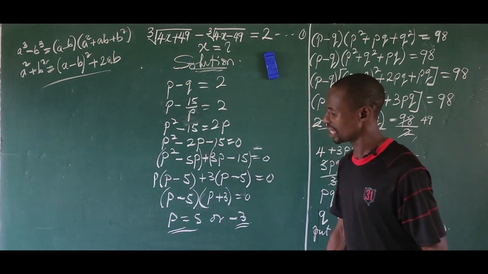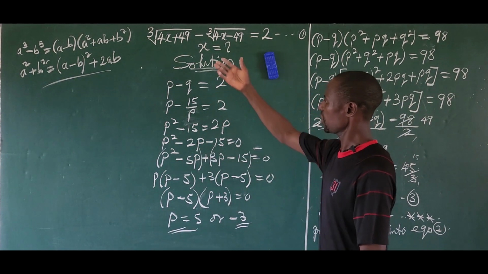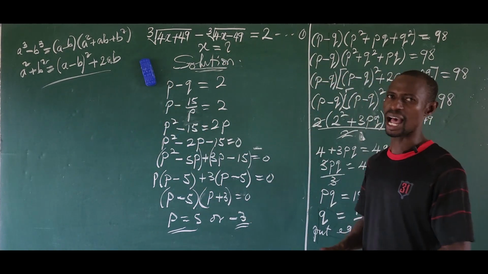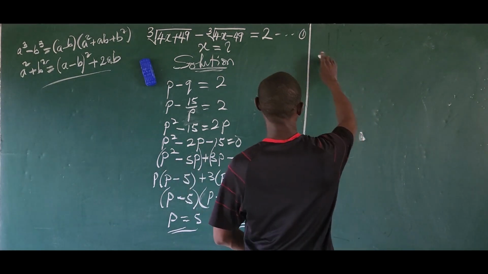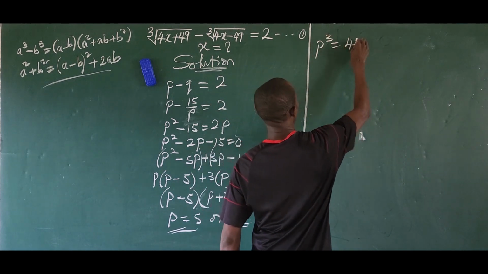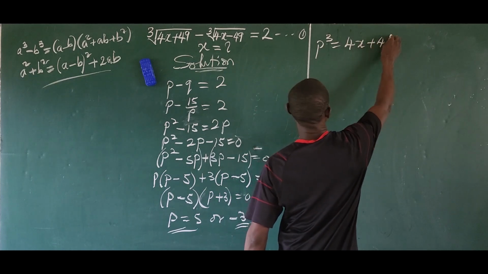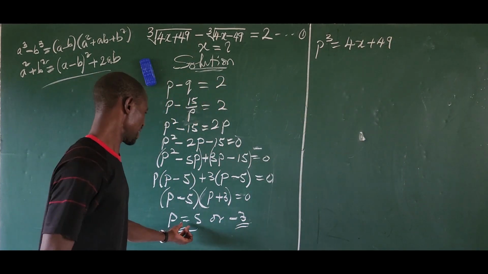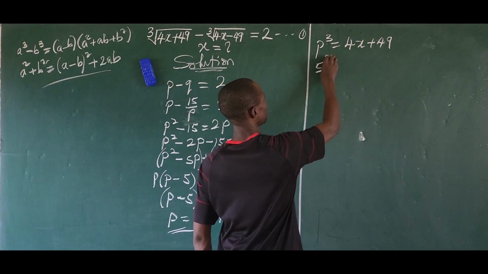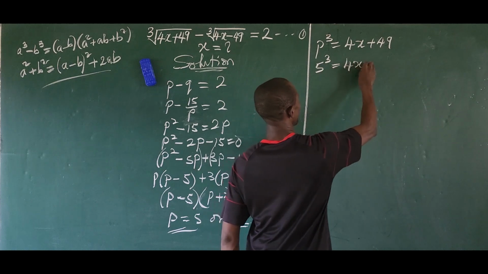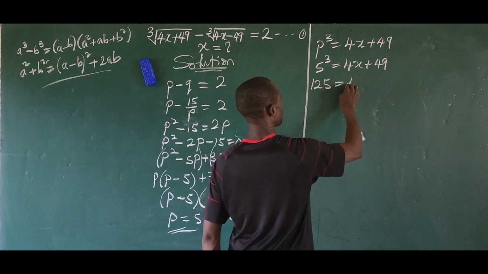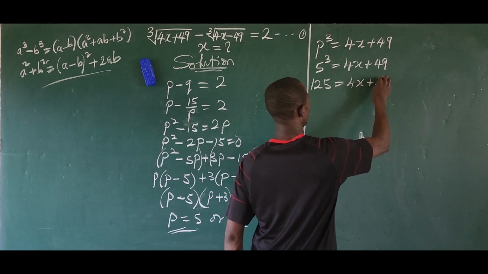Okay, now let's look at this. Here we don't have x in the beginning, and so we pick our equation star. Remember our equation star says that P raised to power 3 is equal to 4x plus 49. Remember this? So let's take the first value of P. We have P1 here. So we have 5 to the power of 3 equals 4x plus 49. Then this will give us 125 equals 4x plus 49.